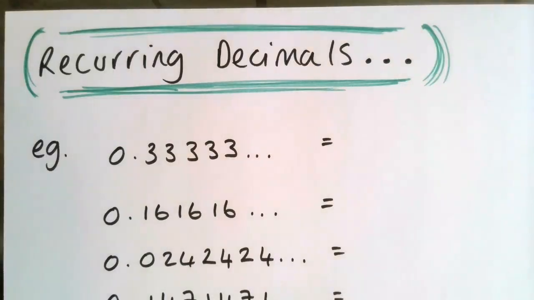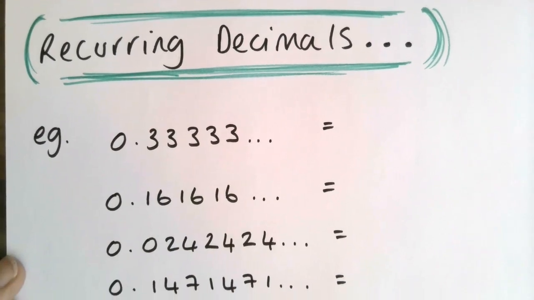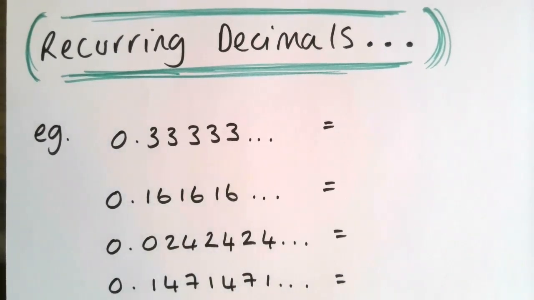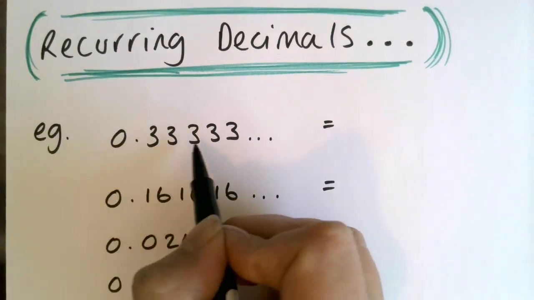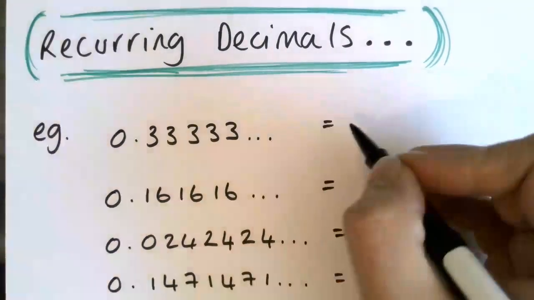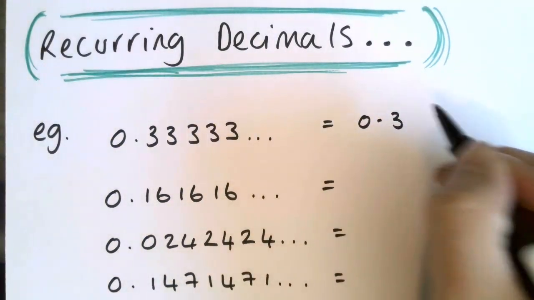Right, let's look at some recurring decimals. So I've written out some examples here of recurring decimals and how we would write them. So you probably remember this. With ones like this, 0.33333, that will go on forever, we can just rewrite that as 0.3 and a dot above the 3.